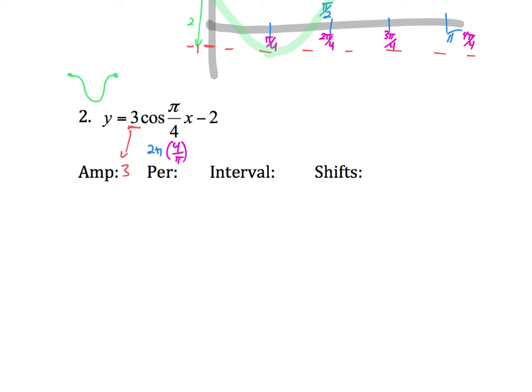If I do that, the period of this function would be 2 pi times 4 over pi. The pi's will simplify out. 2 times 4, I get 8. So the period is 8. For the intervals, whatever the period was, divide that by 4, so the interval is going to be 2. We're counting up by 2's. And then my shift is going to be down 2, which means my midline is the y value of y equals -2.